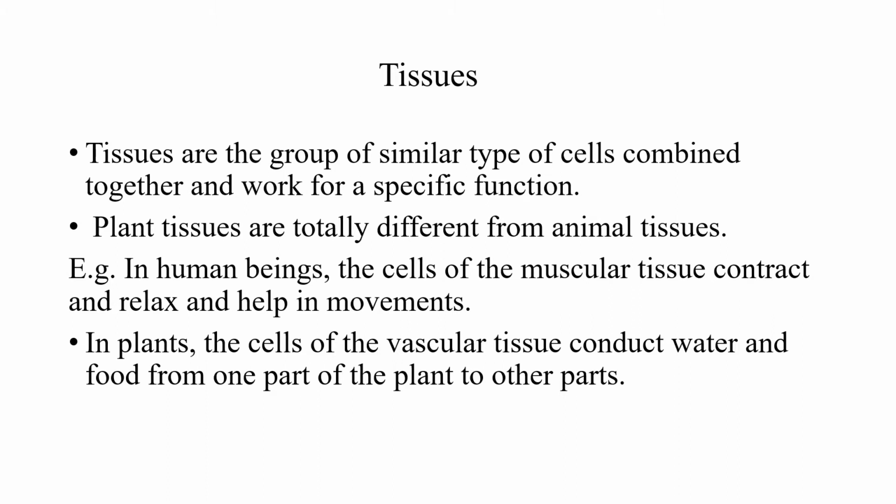Tissues. What is tissue? Tissue is a group of cells together to perform similar function. We can see here what is given. Tissues are the group of similar type of cells combined together and work for a specific function. Plant tissues are totally different from animal tissues. In human being, the cells of muscular tissue, for example, the tissue which is found in our forearm, upper arm, finger, toes, leg, useful for what? Contraction and relaxation. So it helps in movement.